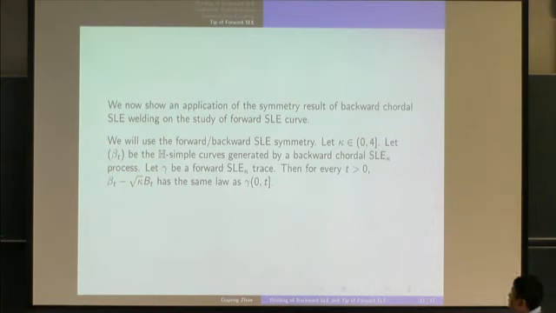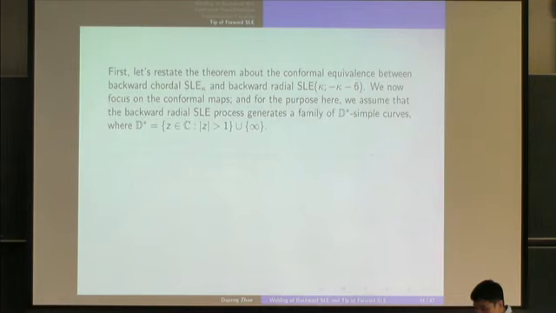We say that for kappa less than or equal to 4, let beta t be the hull symbol curve generated by a backward chordal SLE kappa process. Let gamma be a forward SLE kappa trace. Then for every t, the beta t minus square root kappa Bt, that's the driving function, has the same law as gamma up to t. But the family does not have the same law. Only true for every fixed deterministic time t.